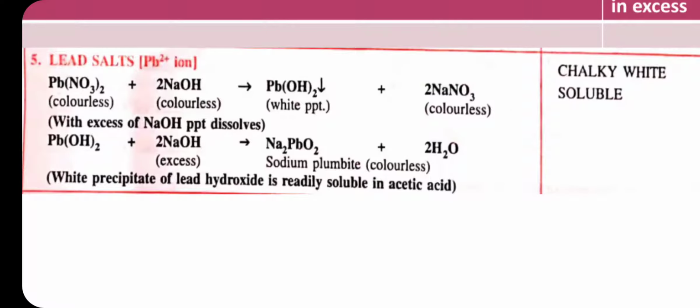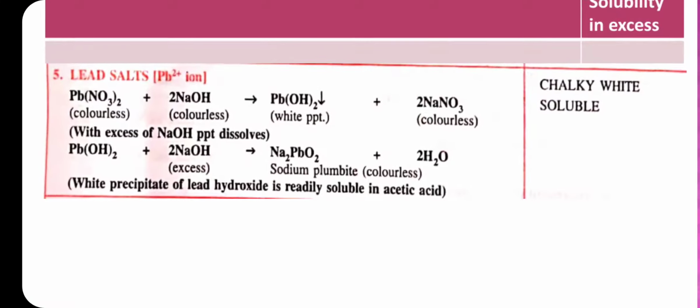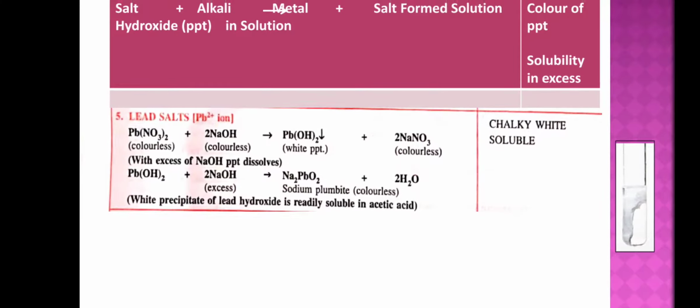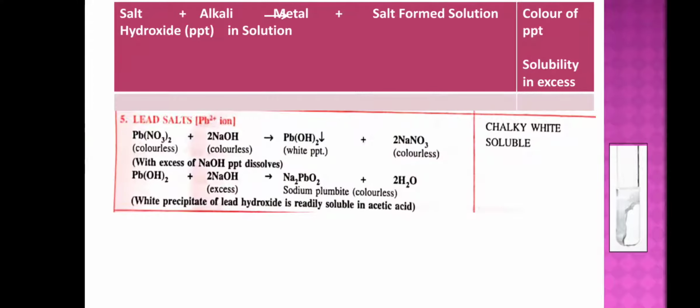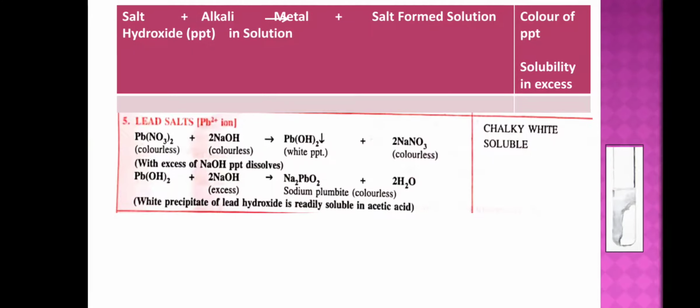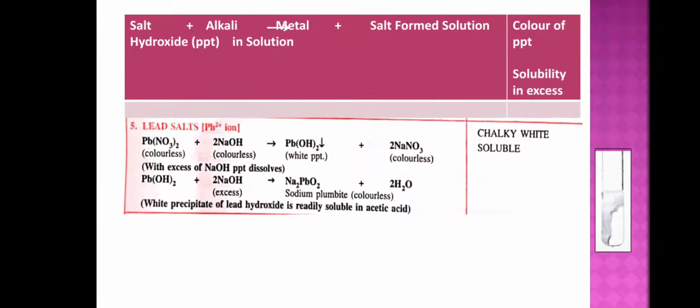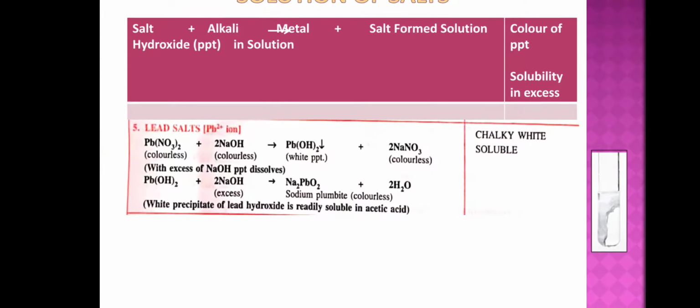Now why is it soluble in excess of NaOH? When lead hydroxide is treated with NaOH, it gives us sodium plumbite, which is soluble in water, and hence the chalky white precipitate disappears to give you a solution. So the precipitate dissolves. Lead salts give us a white precipitate, which is further soluble in excess of NaOH.